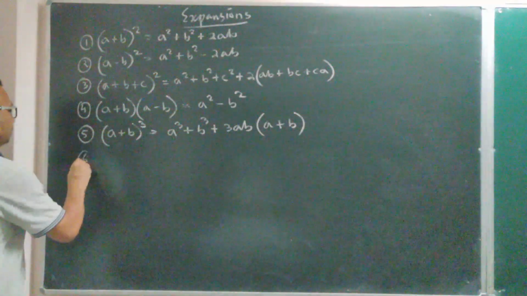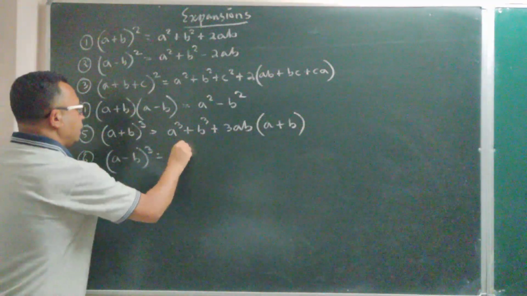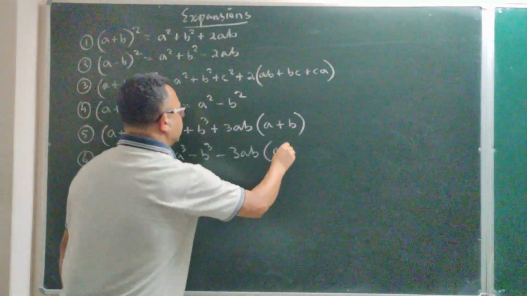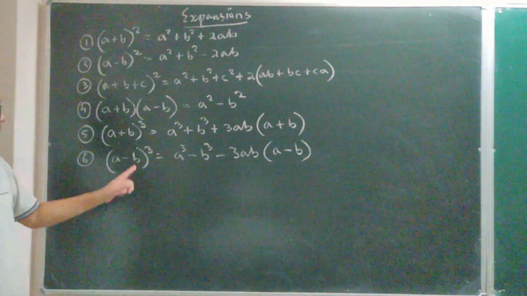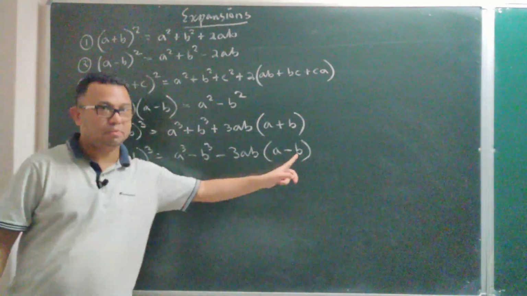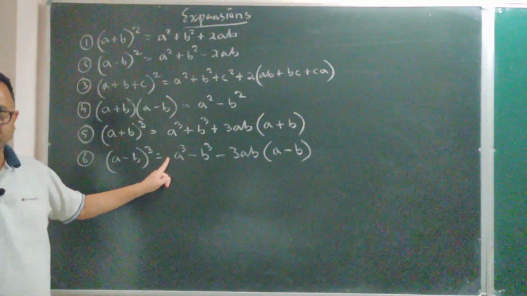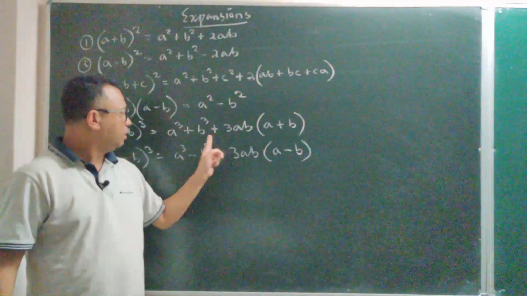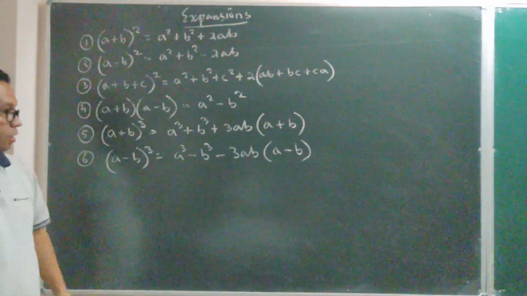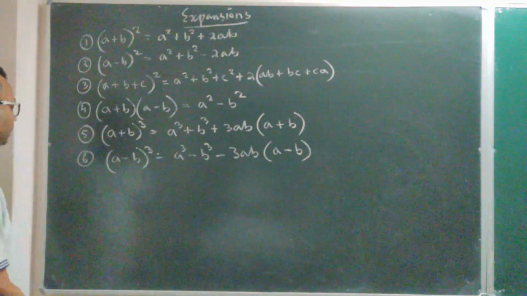Same way, number 6 is (a minus b) whole cube is a cube minus b cube minus 3ab (a minus b). See, it's easy to remember. There should be no confusion: if there is a plus, everywhere there is plus. If there is a minus, everywhere there is minus, except the first one. Only this a cube is positive, since there is nothing in front of it. The rest of them are negative. Here all of them are positive. Here all of them are negative except that first a cube. So (a plus b) whole cube is that, whereas (a minus b) whole cube is this.